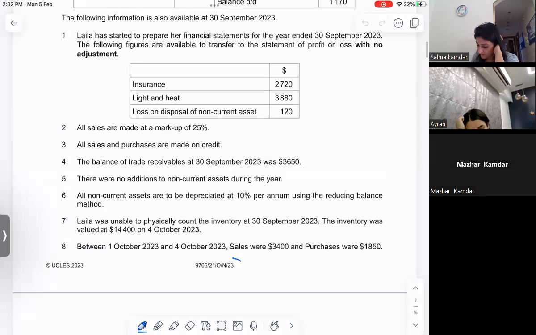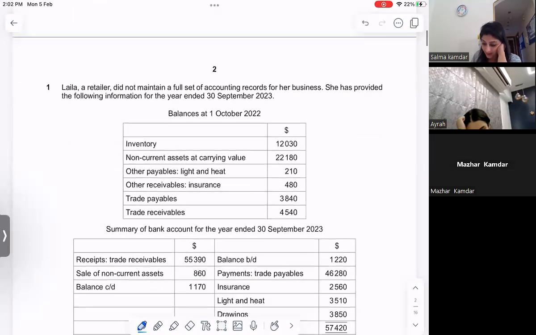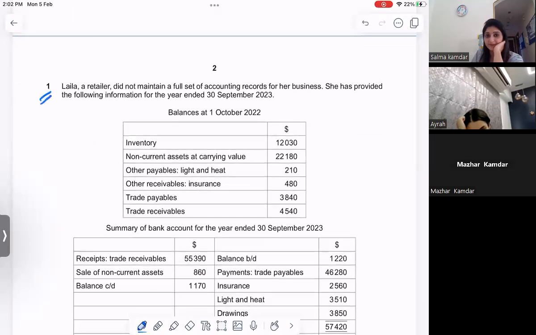So we are doing October-November 2023, paper 21. Question number 1 is for what? It's partnership. This is partnership. Right? We have a full set of accounting records for her business. She has provided the following information.